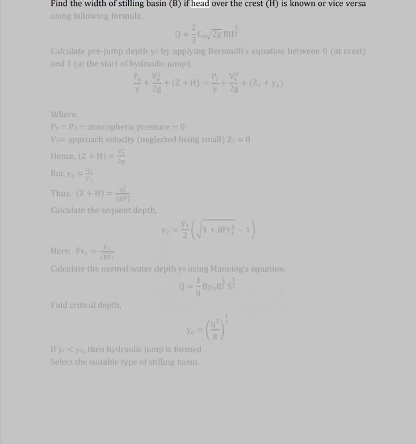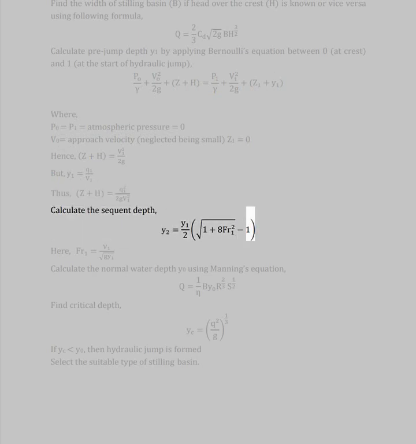Find the width of stilling basin, B, if head over the crest, H, is known or vice versa using the following formula, Q equals 2/3 C √(2g) B H^(3/2). Calculate pre-jump depth Y1 by applying Bernoulli's equation between 0, at crest, and 1, at the start of hydraulic jump: P0/gamma plus V0²/2g plus Z0 plus H, equals P1/gamma plus V1²/2g plus Z1 plus Y1. Where P0 equals P1 equals atmospheric pressure equals 0, V0 equals approach velocity, neglected being small, Z1 equals 0, hence, Z0 plus H equals V1²/2g plus Y1.